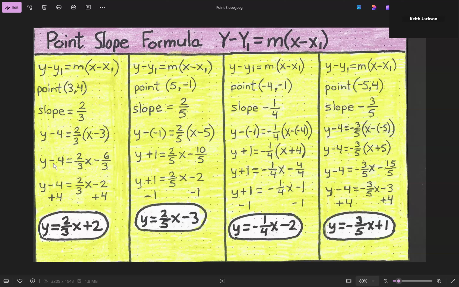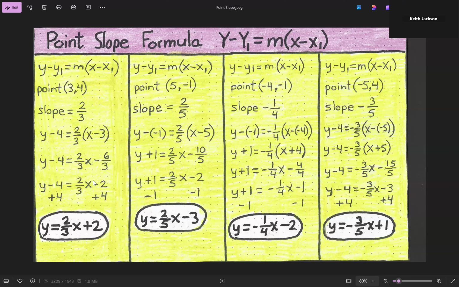We know that y minus 4 is equal to 2x minus 6 over 3, because we distribute this 2/3 inside the parentheses. We already know that negative 6 divided by 3 will give us a negative 2 right here. This is why we have it here. And so now we have y minus 4 is equal to 2/3 x minus 2.